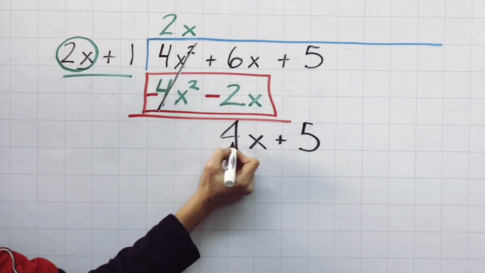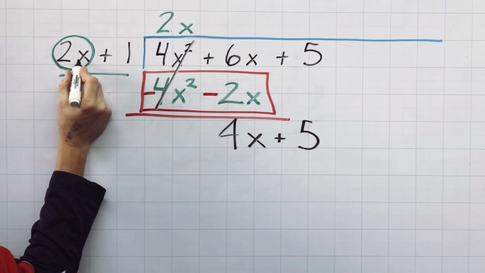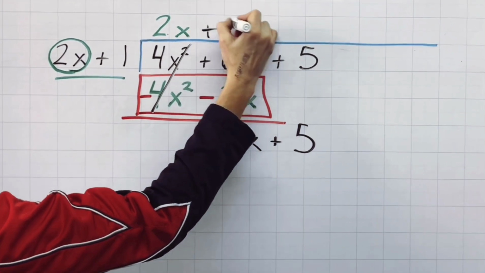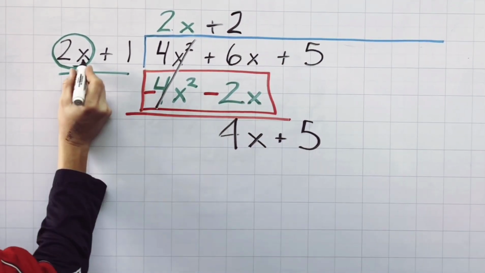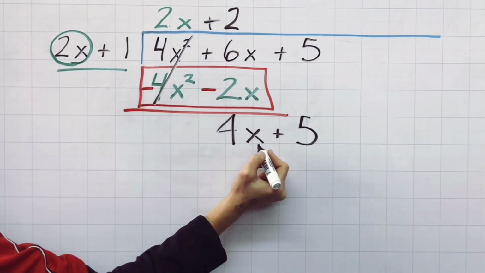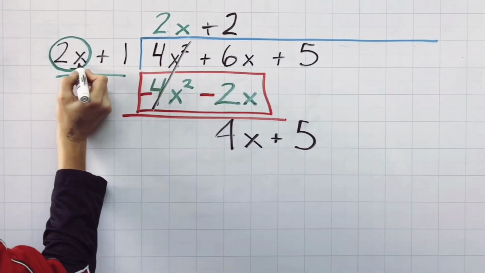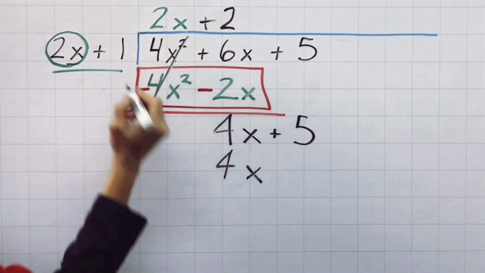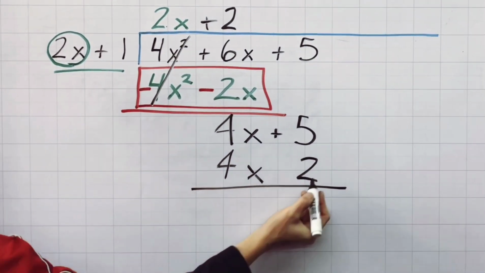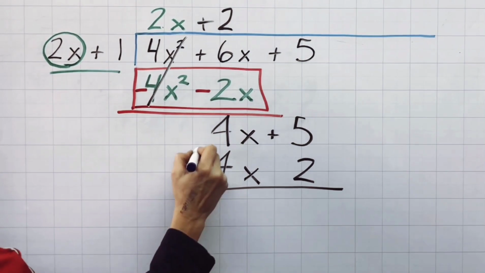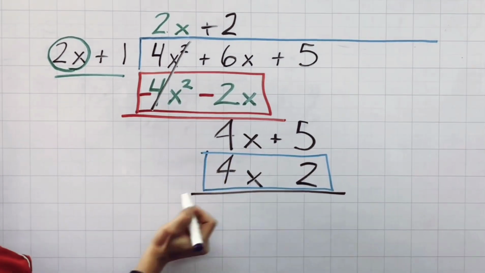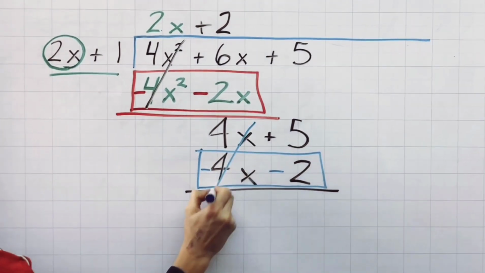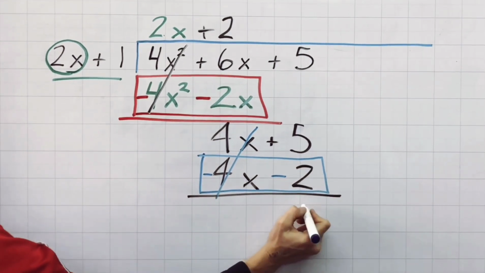So then we start the same procedure again. 4x divided by 2x. So we have 4 divided by 2, that is 2. X divided by x, that is 1. So we no longer have a variable. So then we start to multiply. 2 times 2x, that would be 4x. 2 times 1 is 2. Again, we're going to have to subtract this entire quantity. So we would subtract 4x minus 2. 4x minus 4x cancels to 0, and we have 5 minus 2, which is 3.